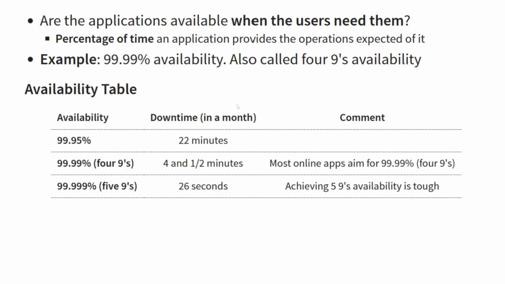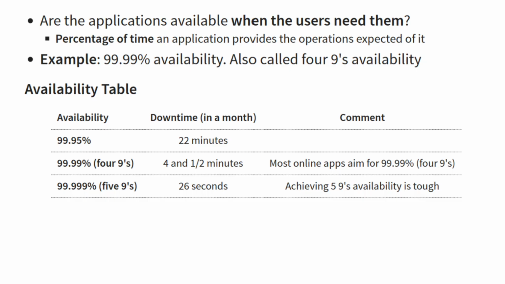Hello everyone, welcome back. So in this video, let's talk about application availability. When I say application availability, I mean whatever applications you have deployed on the cloud, and whenever your user is trying to access that particular application, is that application available or not? That is basically defined as availability.